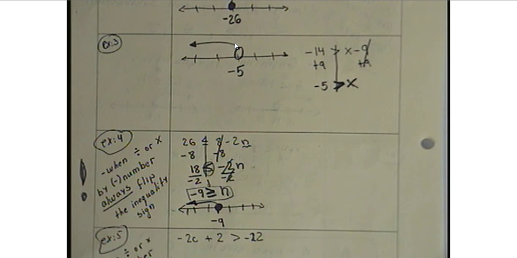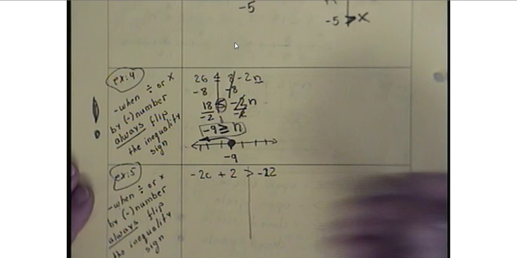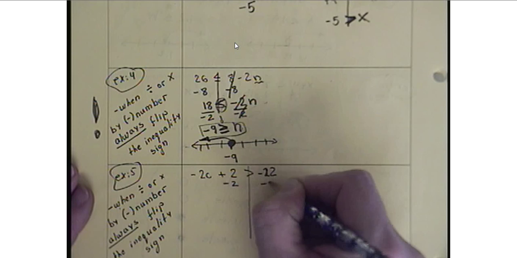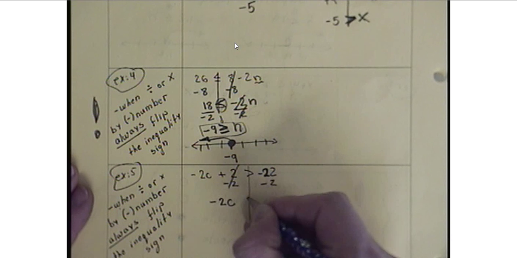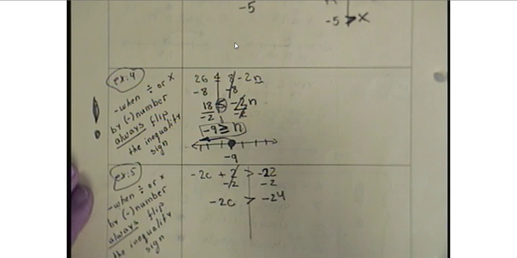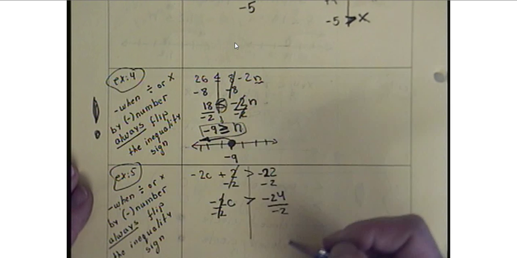Okay, well, let's do one more like this. So another example, we are subtracting 2 from both sides. Those two cancel. This, by the way, should be 22. So we have negative 2c greater than negative 24. We divide by negative 2. So we divide by a negative number. What do we do with this sign?